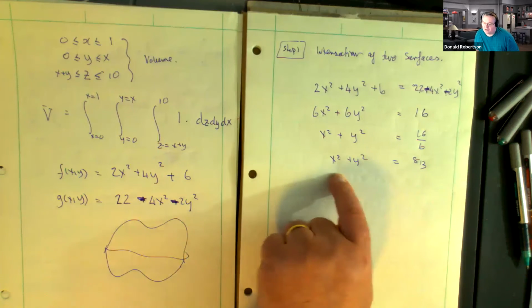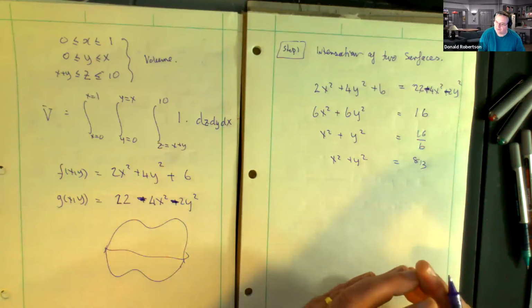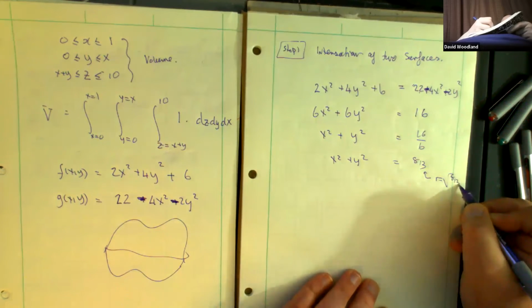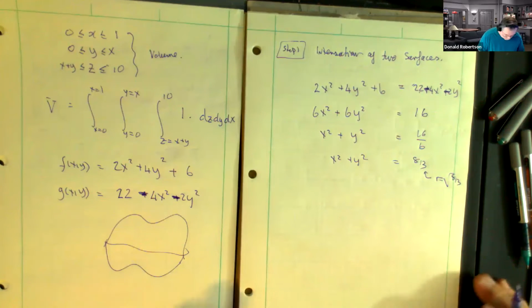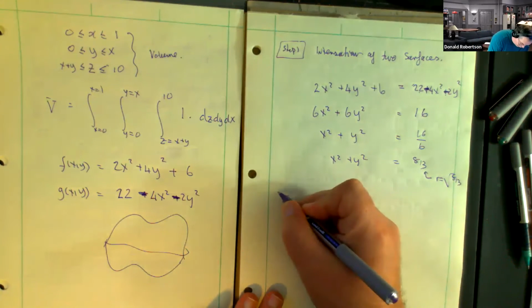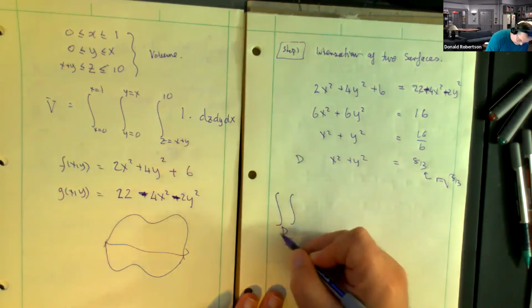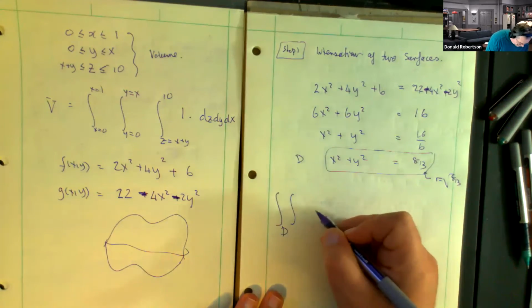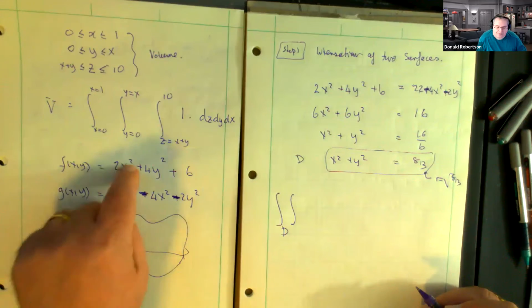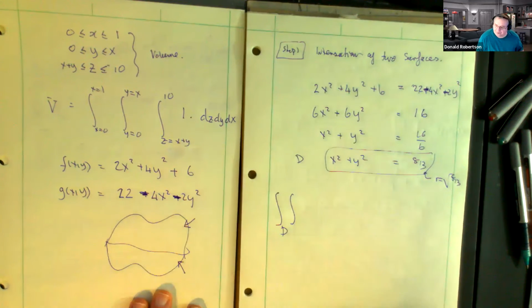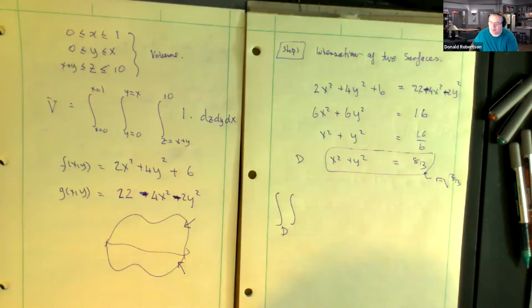So you know the region, right? They intersect on a circle of radius root 8/3. That guy. Well, the volume will be a double integral over this region D. And you then have two functions. One of them is on the top and one of them is on the bottom. And if you get it right, your volume will be positive. And if you get it wrong, your volume will be the right number, but negative.